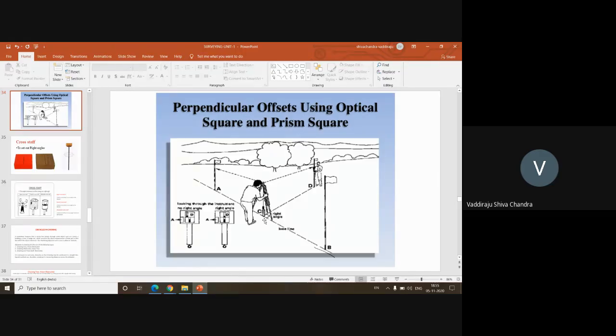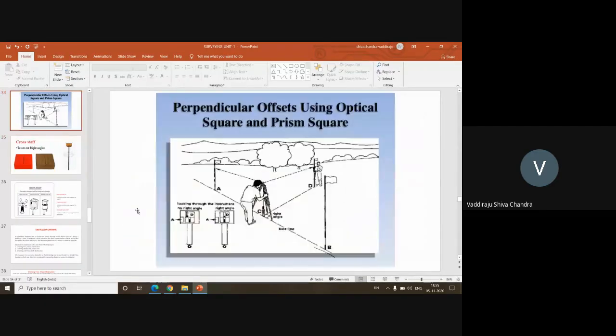But in the case of an open cross staff or adjustable cross staff, what is happening? It is purely dependent on human perception. So there is a possibility of making errors there, but there is no possibility of making errors when you are using an optical square or a prism square. So that is the advantage of these optical cross staffs.